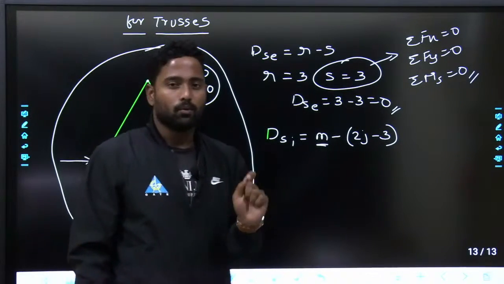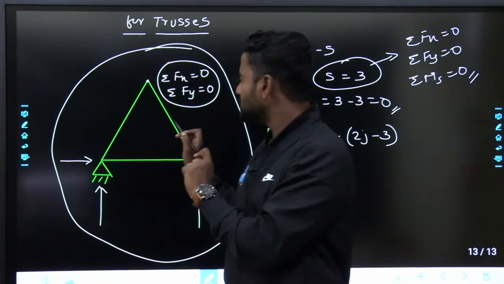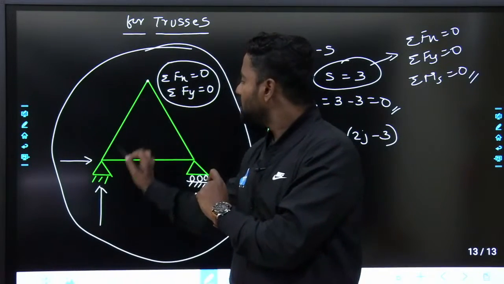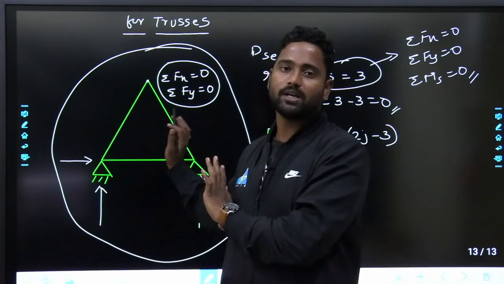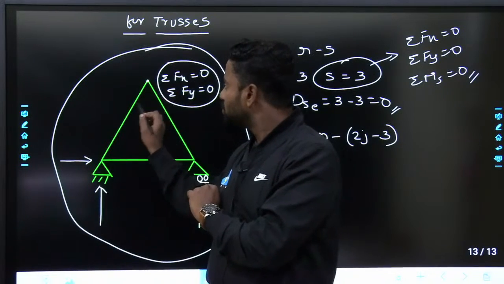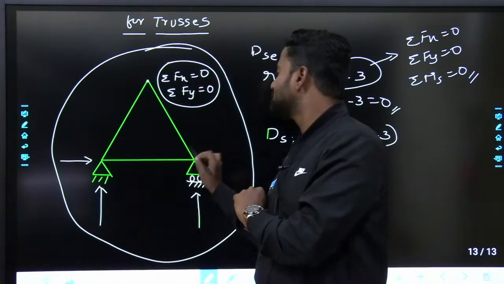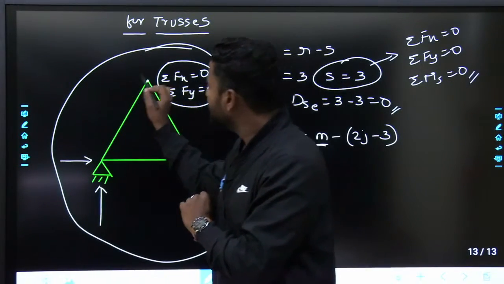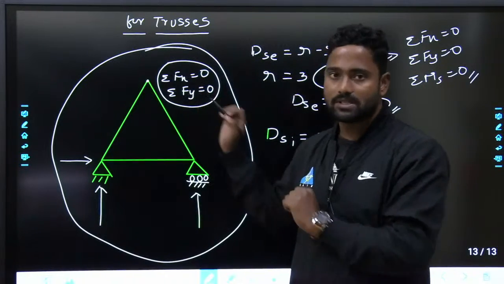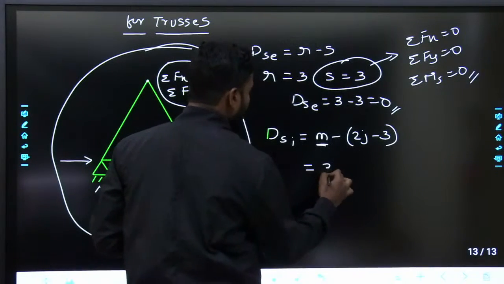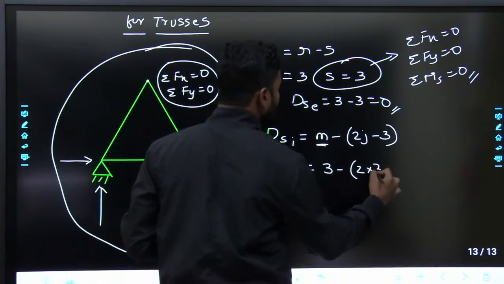But one basic structure, this is the only exception where the three-member truss is stable. This is considered as stable. Why? Because at this joint there are two members, at this joint there are two members, at this joint there are two members. So initially number of members is 3 and number of joints is also 3.